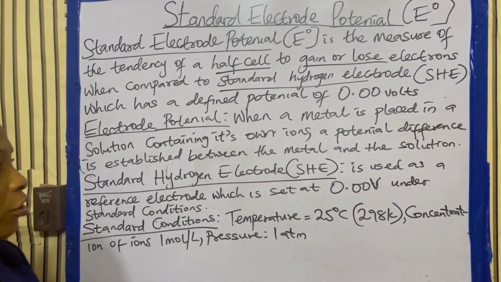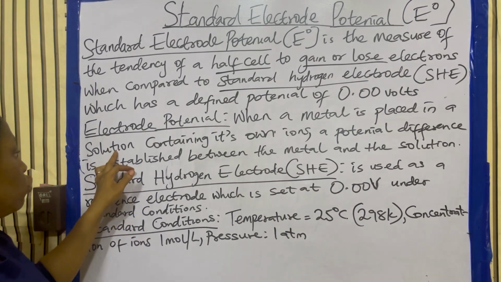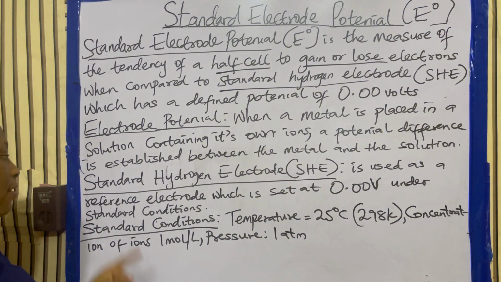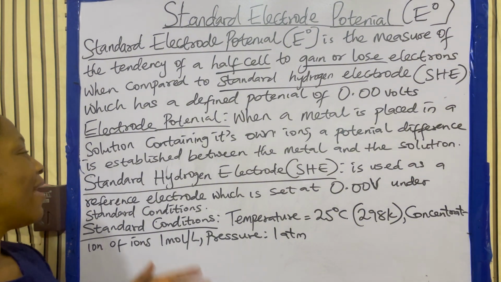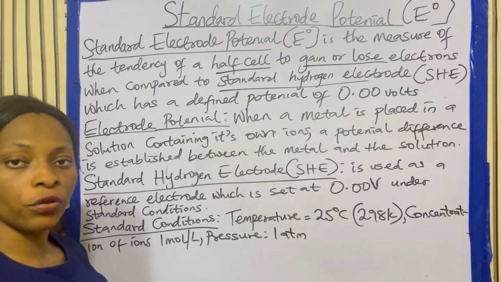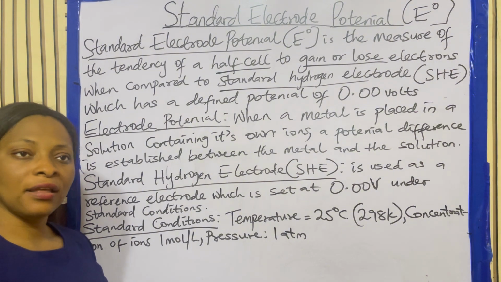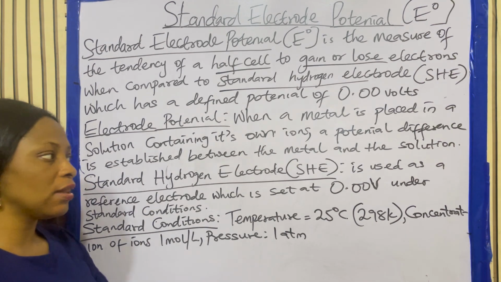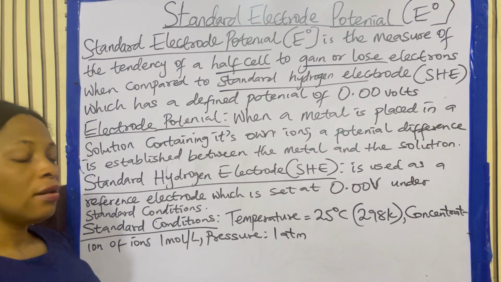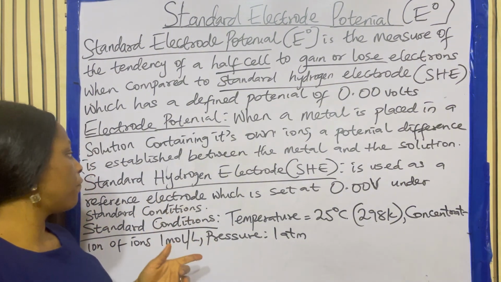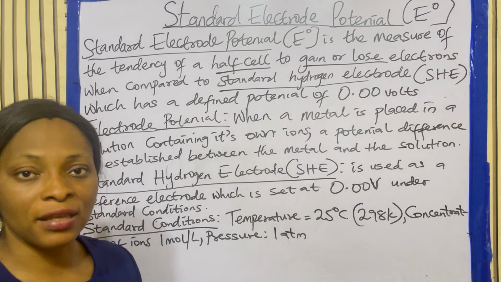That's what we refer to as standard electrode potential. Now, what is electrode potential? It is when a metal is placed in a solution containing its own ions, a potential difference is established between the metal and the solution. So, say zinc, you place zinc in zinc sulfate solution. A potential difference is going to be established between the metal and the solution.